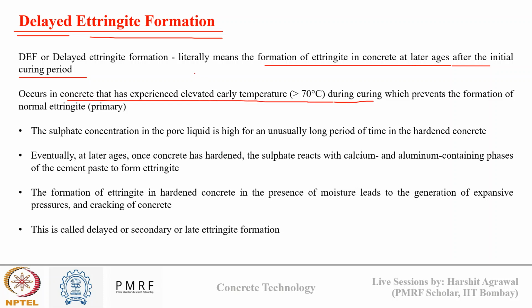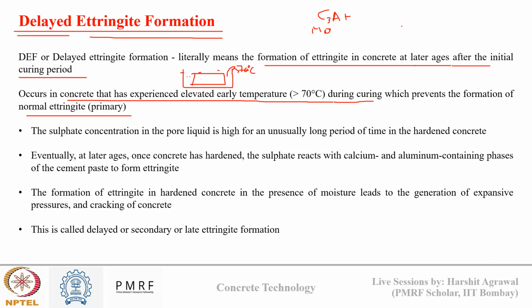Suppose initially I prepared a concrete sample and kept it curing in water, but there was very high temperature during curing, above 70 degrees Celsius. So what happens? We have seen the hydration of C3A. Initially it reacts with gypsum to form monosulfate, and monosulfate converts into ettringite. All these things happen when concrete is in the fresh state. But when the temperature is more than 70 degrees Celsius, the ettringite formation doesn't happen in the fresh state.